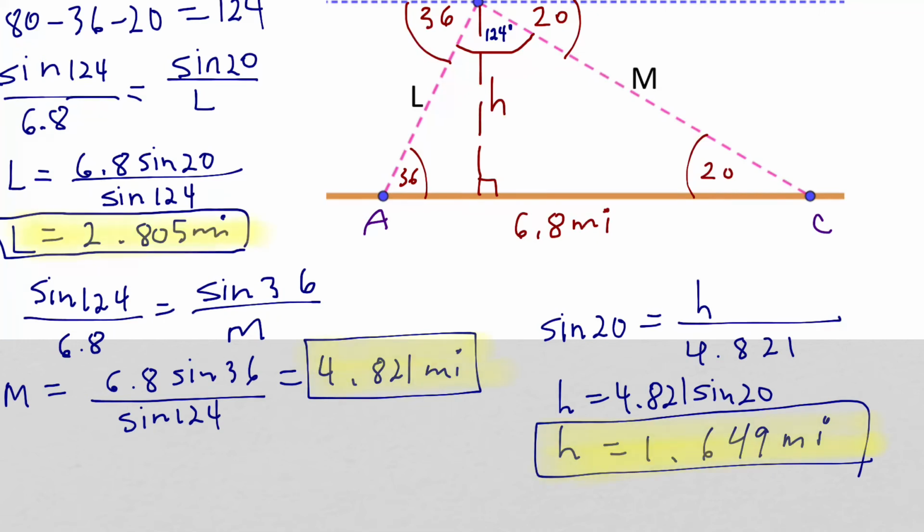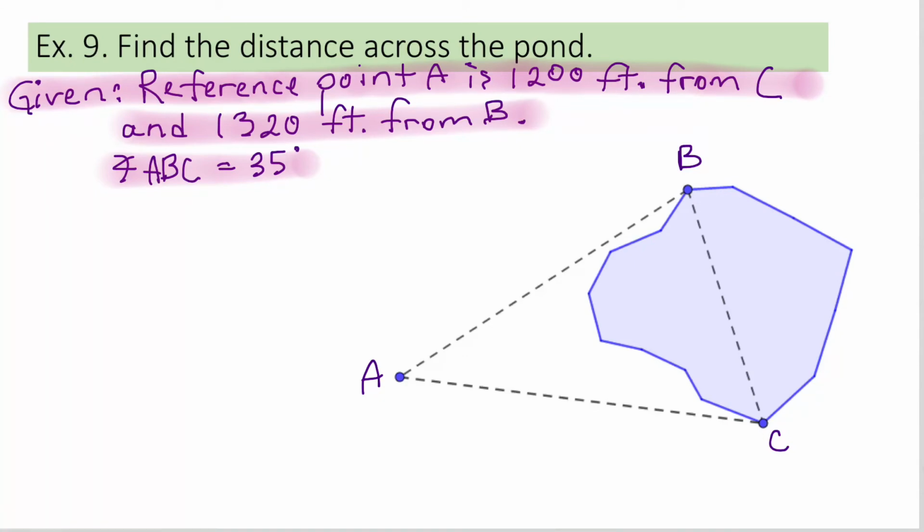All right. So here's another very common problem you'll see for the law of sines. It says find the distance across the pond. So here's the pond. Here's the distance across the pond. That would be BC. And you could be given various pieces of information. So in this problem, it said reference point A, here's A, is 1,200 feet from C. So this side here is 1,200 feet. And then we're also told that it's 1,320 feet from B. So this side over here.